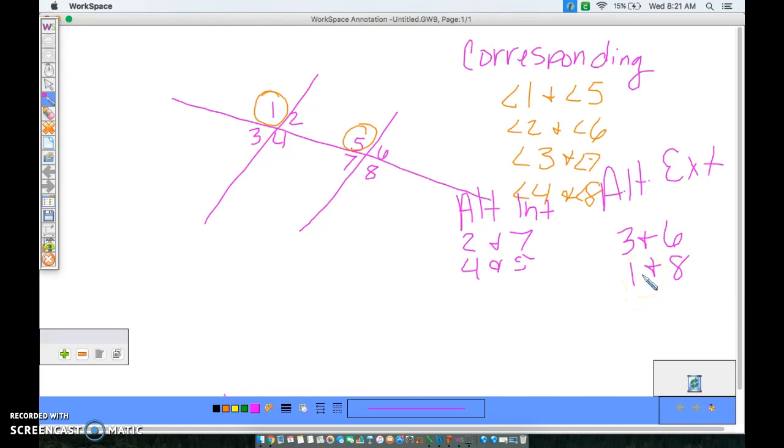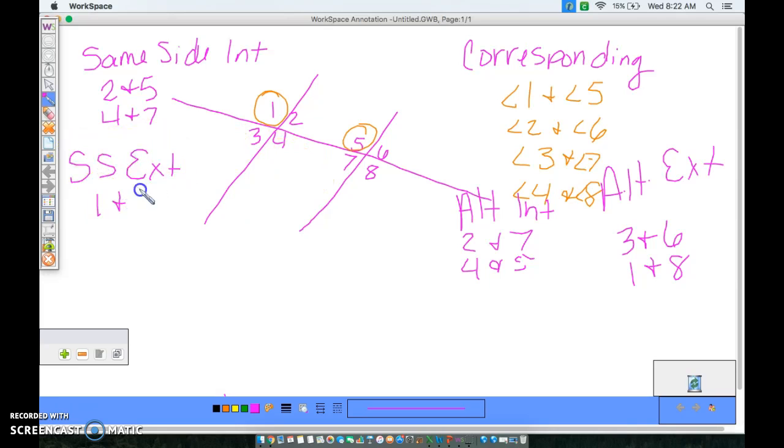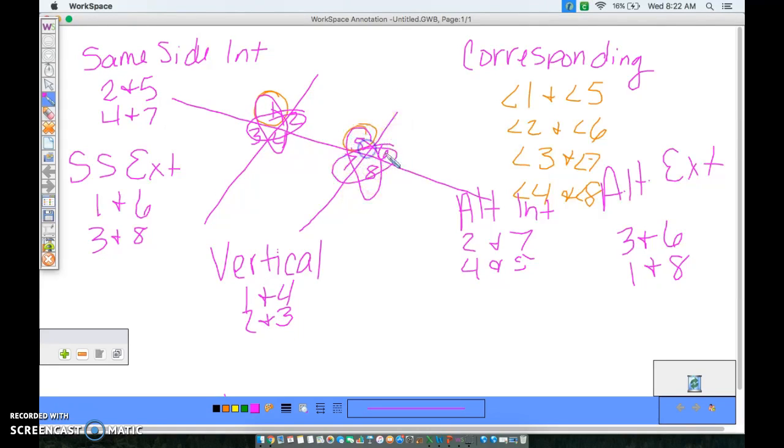Okay, then we have our same side interior, which would be 2 and 5, 4 and 7, same side of the transversal, inside the parallel lines. Then we had our same side exterior, which would be 1 and 6, and 3 and 8. We also talked about vertical angles. Remember, they're the ones that make V's. Vertical angles would be 1 and 4, 3 and 2, or 2 and 3, however you want to say it, 5 and 8, and 6 and 7.